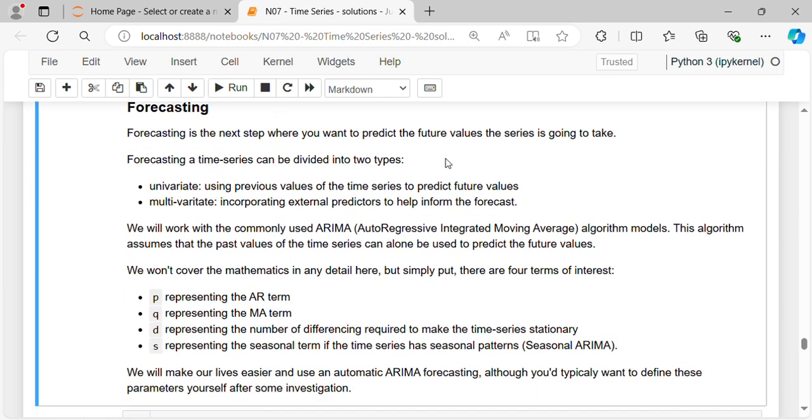We will work with the commonly used ARIMA. ARIMA is auto-regressive integrated moving average algorithm models. This algorithm assumes that the past values of the time series can alone be used to predict the future values.